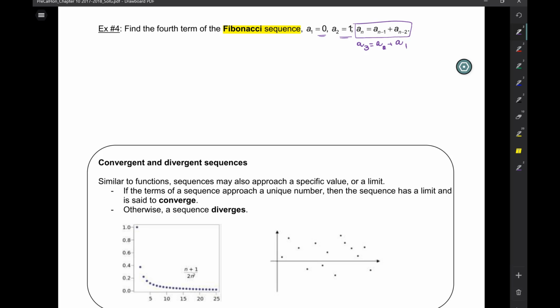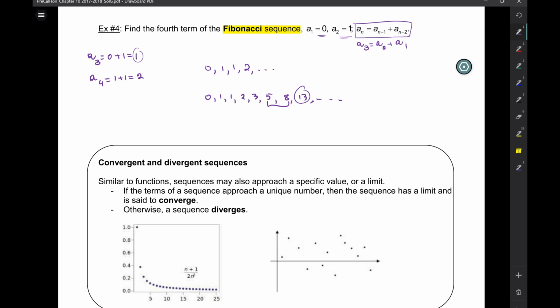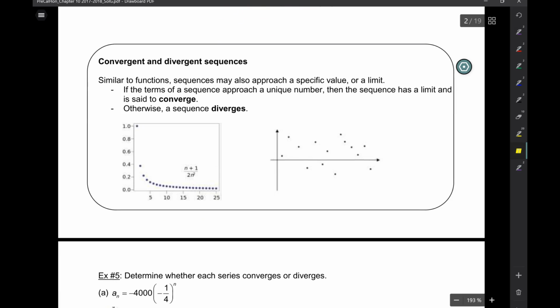So if I want to find the fourth term, first I need the third term. A3 is 0 plus 1. A4 is what? 1 plus 1, which is 2. It's easier if you write it as a sequence. So 0, 1, 1, 2, and the next term would be 3, and then 5, and then 8, and then 13, and so on. Each term is the sum of the two terms that come right before it. Okay, so far we're literally just laying the groundwork.